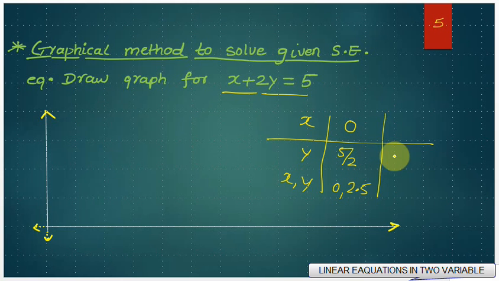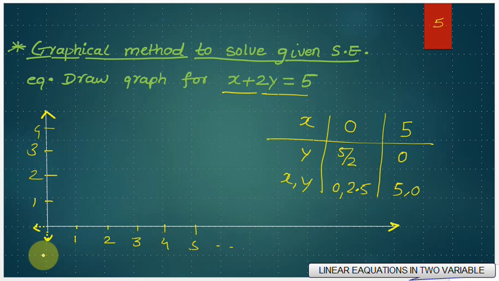In the next column, put y is equal to 0. So x is equal to 5. So the point will be (5, 0). Now these points are plotted on a graph. Take 1, 2, 3, 4, 5 and so on on the x axis, and on the y axis, take 1, 2, 3, 4. No need to draw the negative axis because there is no negative point here. So the first point is (0, 2.5).